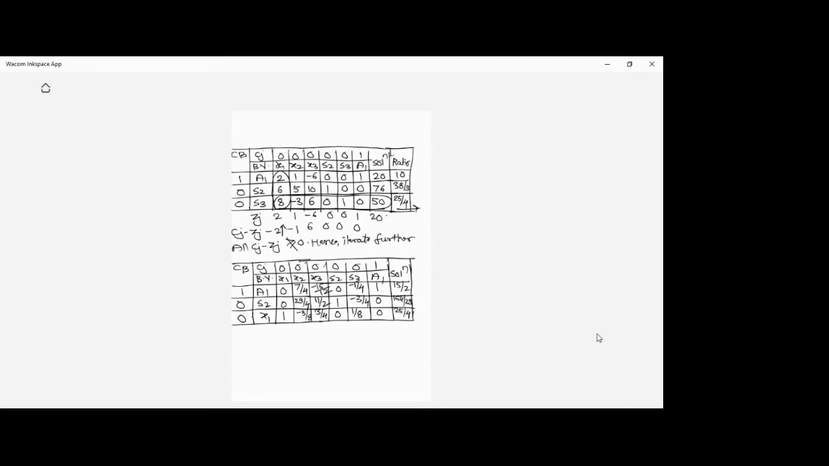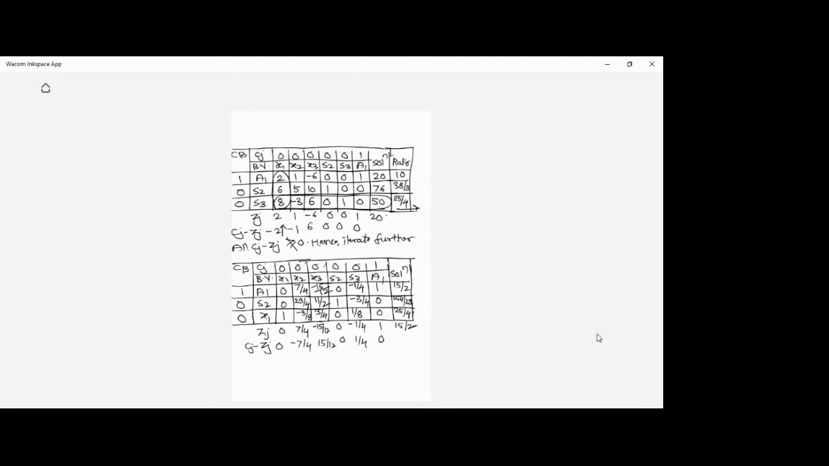So what we'll have to do is find out the zj value and cj minus zj value. So the zj value will be what? It will be 0, 7 by 4, minus 15 by 12, it is 0, minus 1 by 4, it is 1, and here it will be 15 by 2. So cj minus zj will be 0 minus 0 is 0, here it will be minus 7 by 4, here it will be 15 by 12, here it will be 0, here it will be 1 by 4, and 1 minus 1 is 0, right?